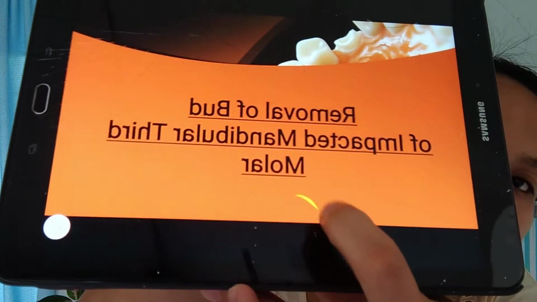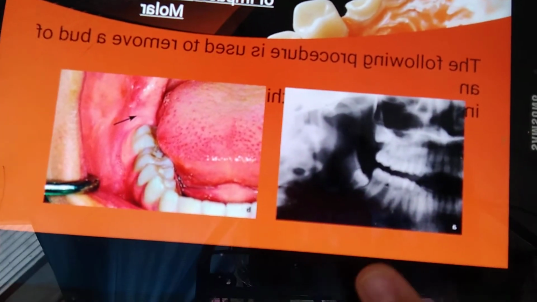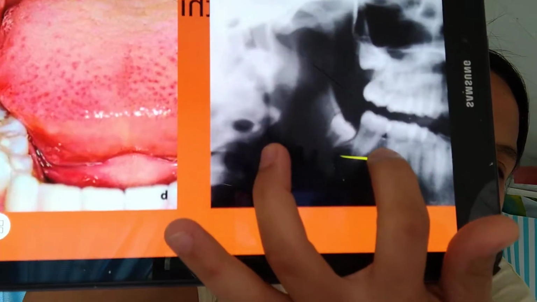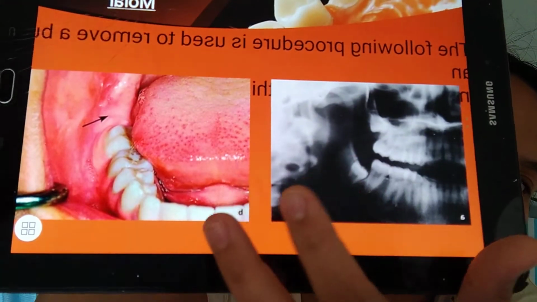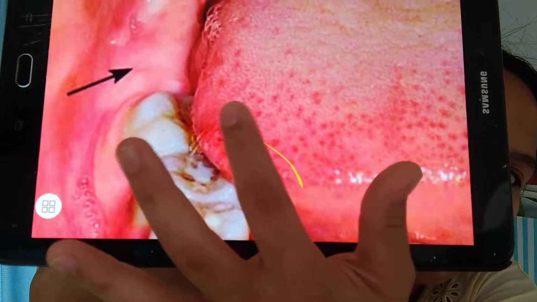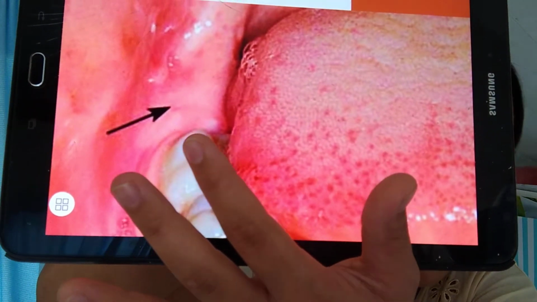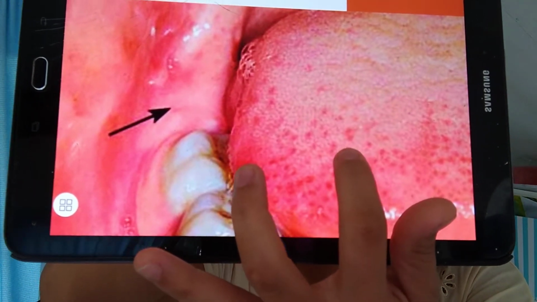Okay, so the first thing that we are going to tackle for the removal of the impacted mandibular third molar is the removal of the bud. So we have here a radiographic picture for an impacted mandibular third molar bud. This one right here, and this one is a clinical photograph. As you can see here, that one right there. The following procedure is used to remove a bud of an impacted mandibular third molar.